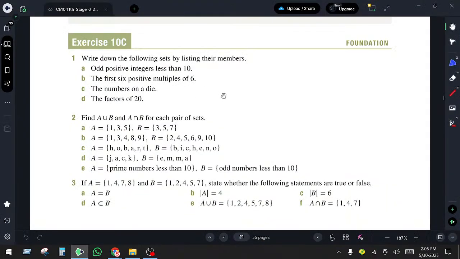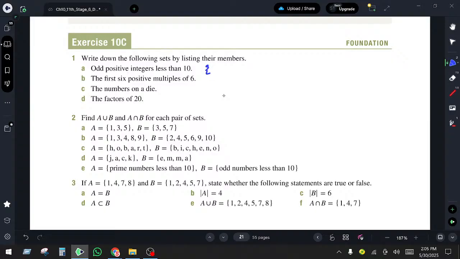Okay, done. So welcome back to probability. What is the first question? Write down the following sets by listing their members. Write down odd integers less than 10.